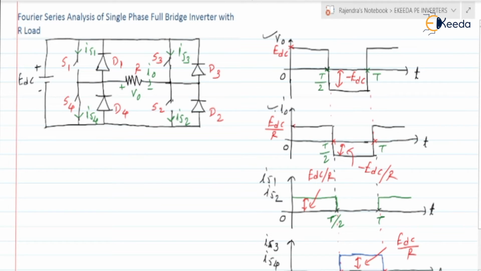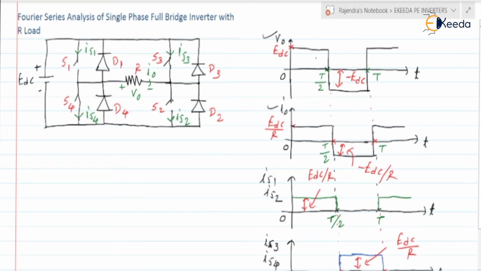Now let us discuss why we need to do the Fourier series analysis of these waveforms. Because the expected output from the inverter is sinusoidal, but it has a square wave output. It is AC, no doubt, but it is a square wave, so it consists of some harmonics. We need to find which harmonics are present in the output voltage, so we are taking the help of the tool Fourier series.